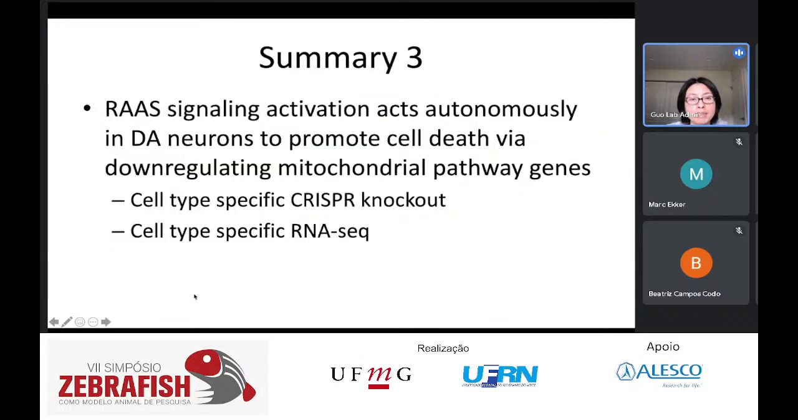So to summarize this part of my talk, I've shown you that inhibiting RAS signaling is neuroprotective cell autonomously. Therefore, RAS signaling activation can act cell autonomously to promote cell death. And when RAS signaling is activated, for example, the AGTR1 receptor, it somehow downregulates mitochondrial pathway genes. So when we inhibit this receptor activity, we can see a significant neuroprotective effect. I showed you the data to support this conclusion, including the cell type specific CRISPR knockout, as well as cell type specific RNA-seq experiment.